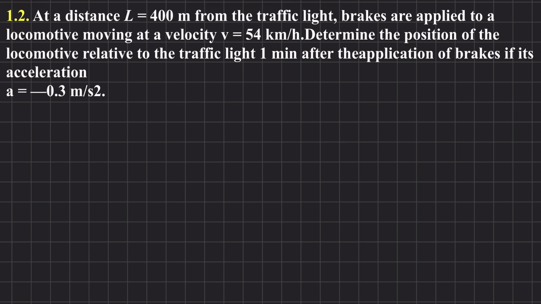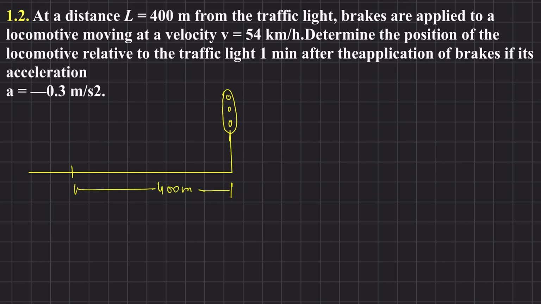So guys, it is saying that at a distance of L equal to 400 meter from the traffic light. Let me make a figure for you so that we can see what is going on here, what they are talking about. So guys, let's say this is our traffic light. From here, at 400 meter, let's say this is 400 meter.